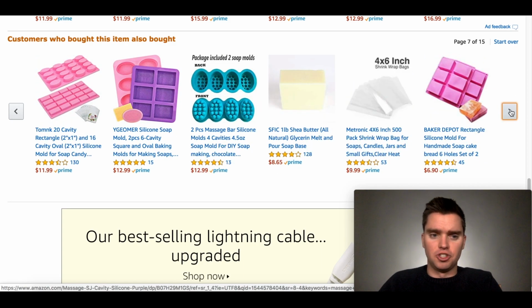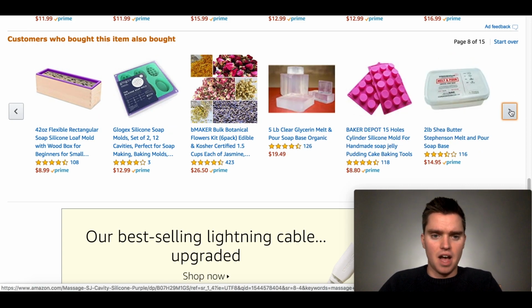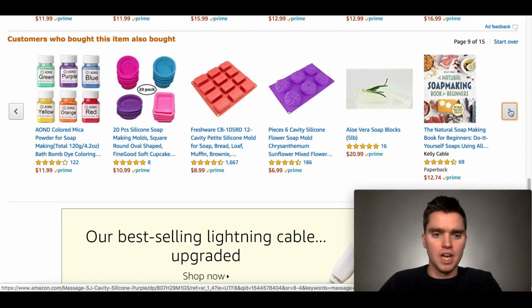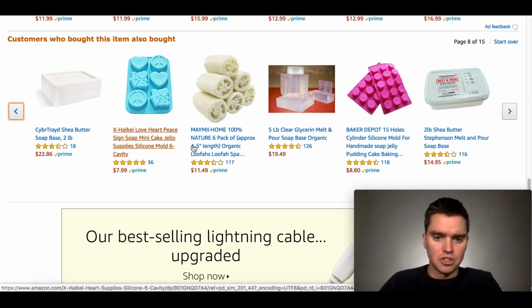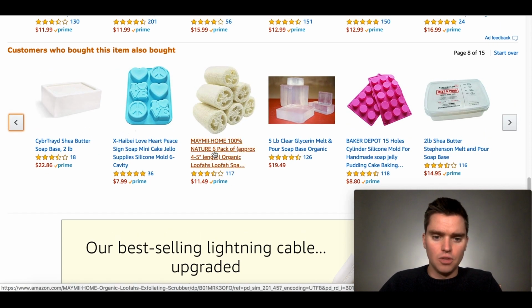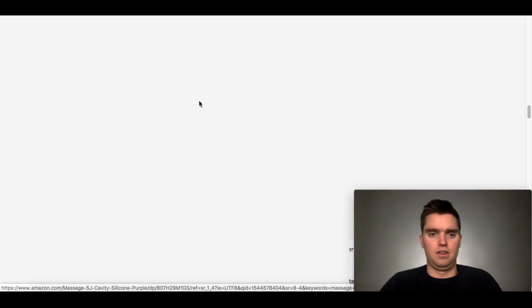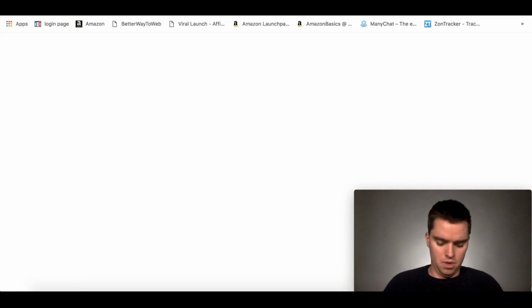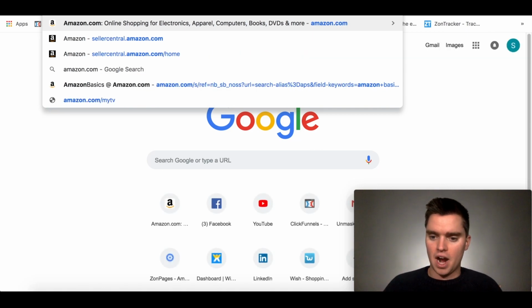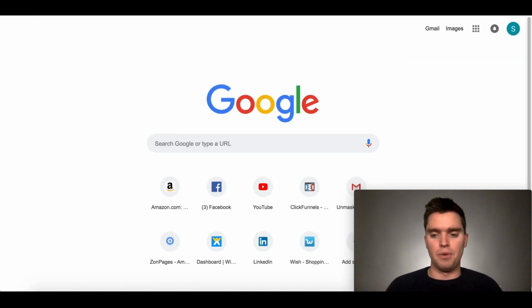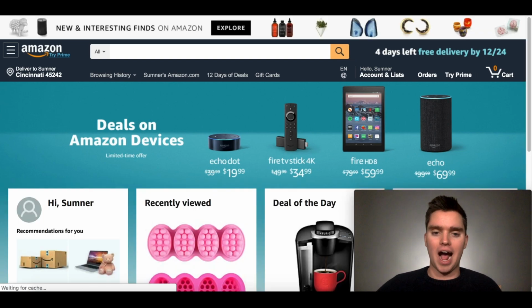And it's just very interesting. And again, we're seeing a lot of similar different types of molds. You can go through, actually, this looked interesting. So organic loofahs, that's interesting. So organic loofahs. We can go to Amazon.com. So yeah, we go through the results, and we look at things that catch our eye. So this organic loofah looked very interesting.